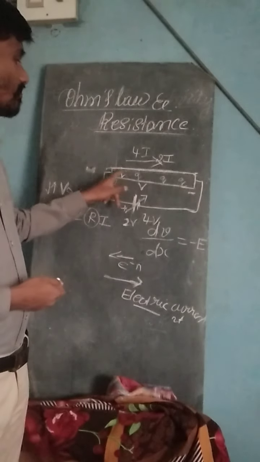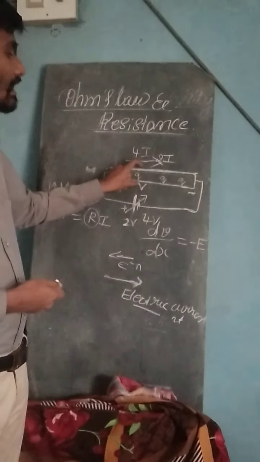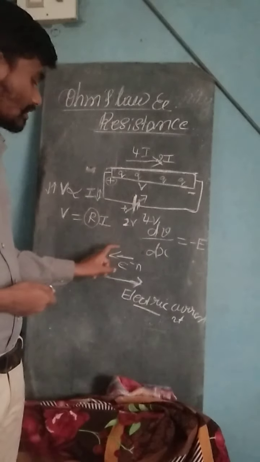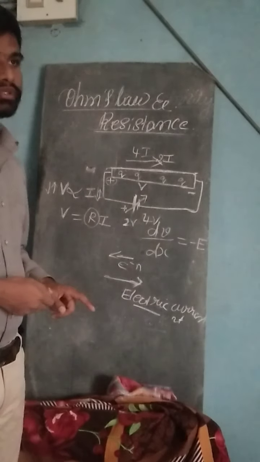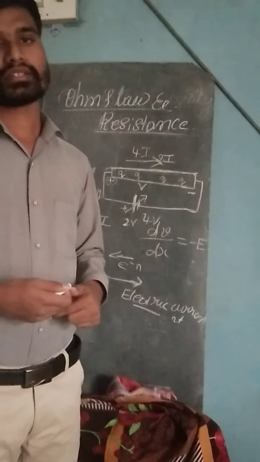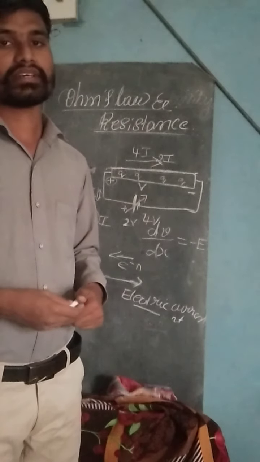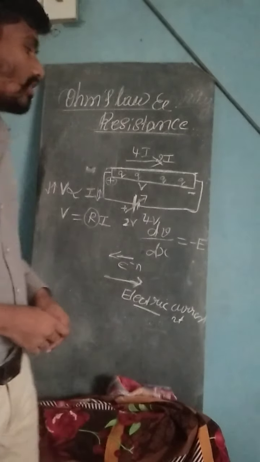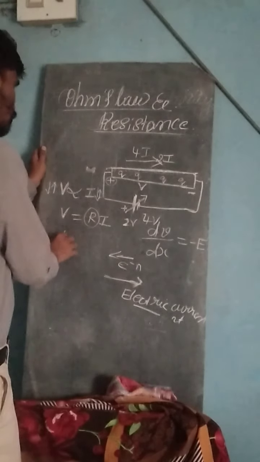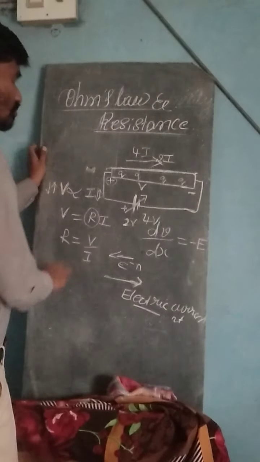So if it is traveling inside that conductor, some opposition takes place. So that is the resistance. That quantity is called resistance. So finally we have to define what is resistance. Resistance is nothing but the opposition offered to the flow of current. Then the SI unit of resistance you have to write. R is equal to V by I. This is the calculation method definition.